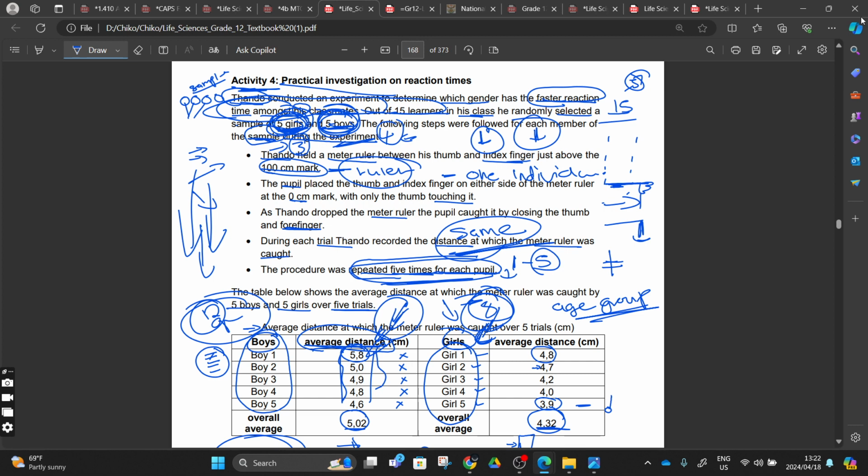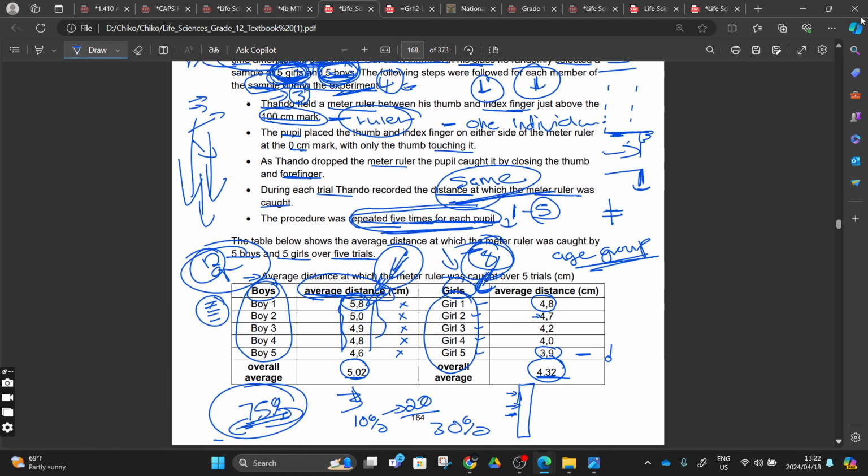So here's the thing: you come here, you copy, you put your words together, you try to make this statement understandable. If they ask you what the aim is, you say the aim of this experiment was to determine which gender has the fastest reaction time amongst Tando's classmates. Then you are done. Then the hypothesis. What will be the hypothesis? We have the aim, we have the hypothesis. What is a hypothesis? The aim is to test this, right? The hypothesis, on the other hand, is what you think might come true, what you think the conclusion might be in this experiment.